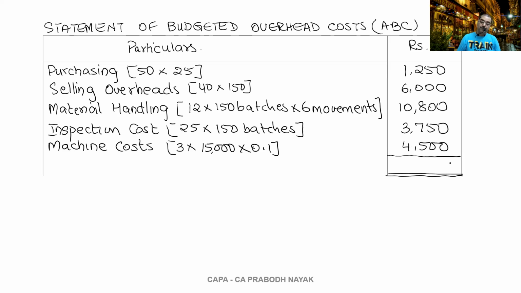So take the total now. 26,300. So this is your overhead cost as per activity based costing. That is the first part of the question.